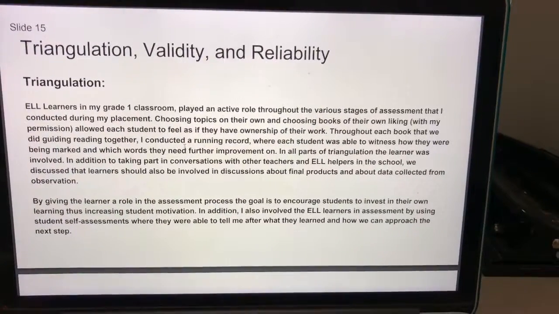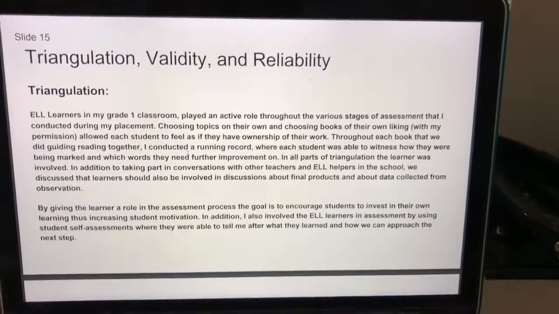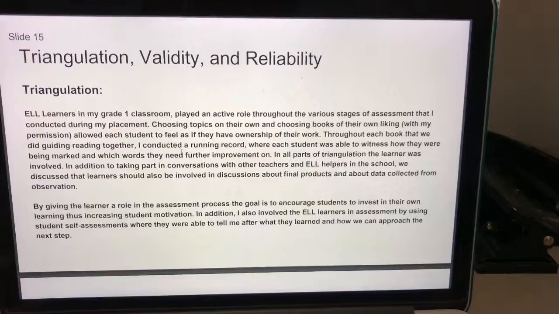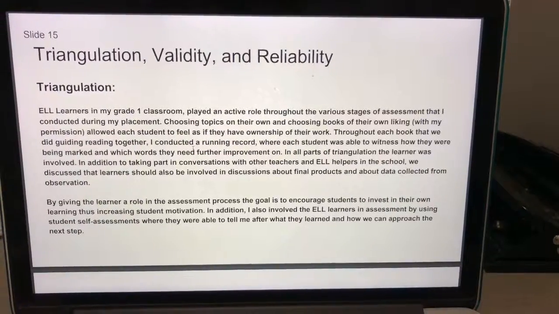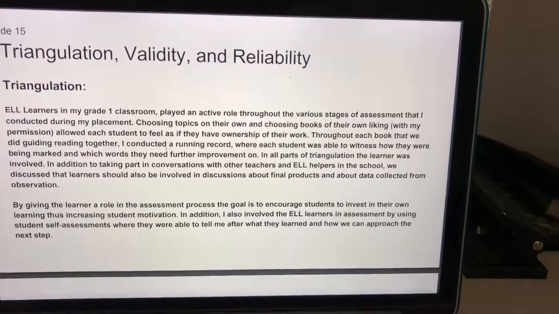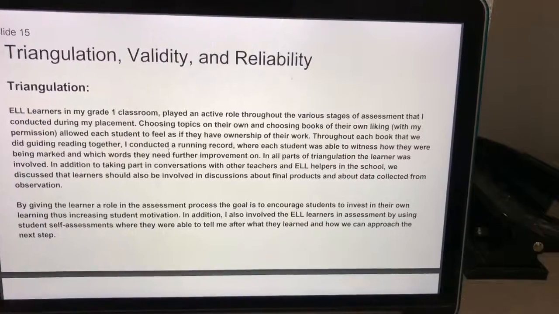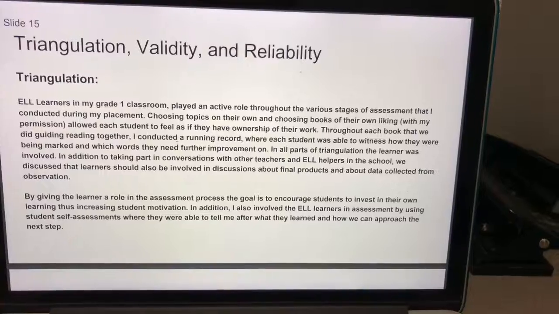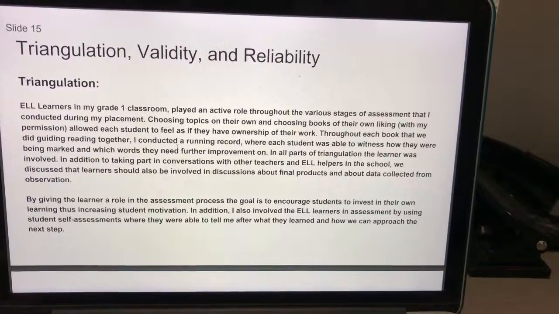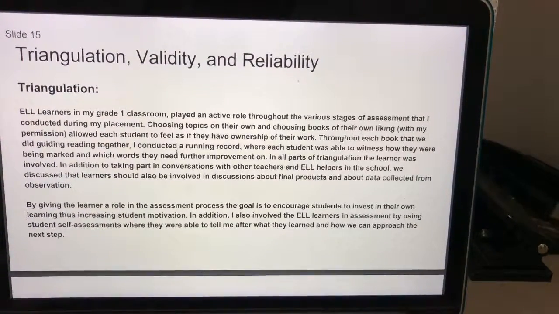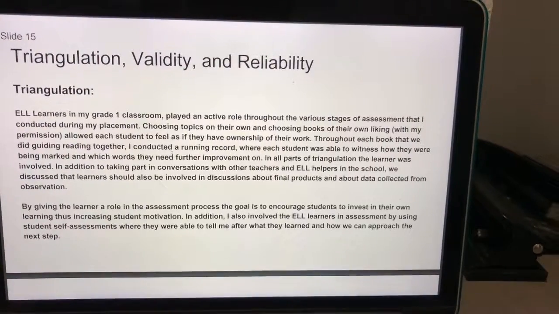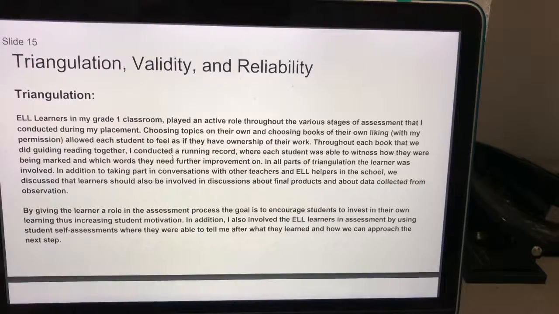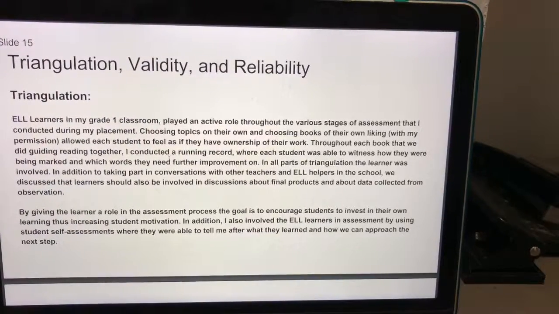For triangulation, the ELL learners in my grade 1 classroom played an active role throughout the various stages of assessment that I conducted during my placement, choosing topics on their own and choosing books to their own liking, with my permission or my associate's permission. This allowed each student to feel as if they have ownership of their work. Throughout each book that we did guided reading together, I conducted a running record where each student was able to witness how they were being marked and which words they needed further improvement on. In all parts of triangulation, the learner was involved.